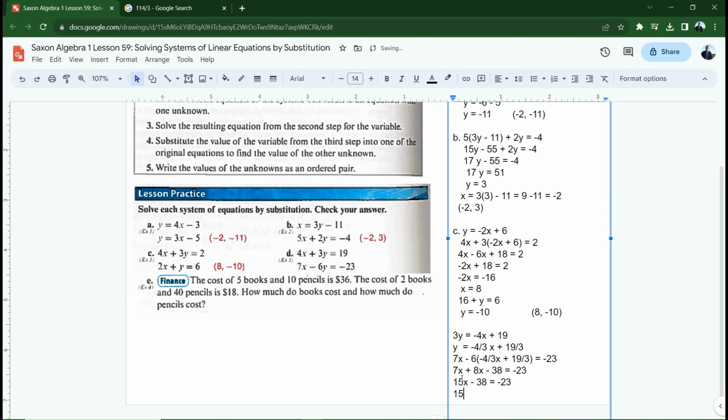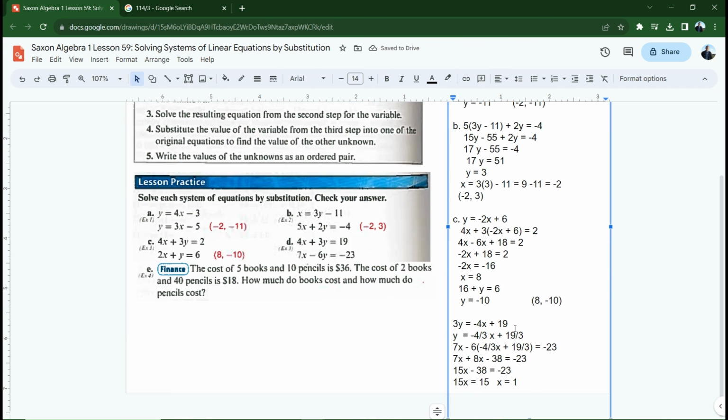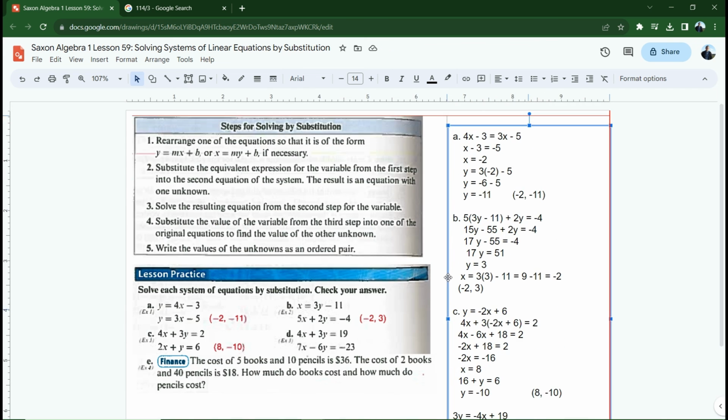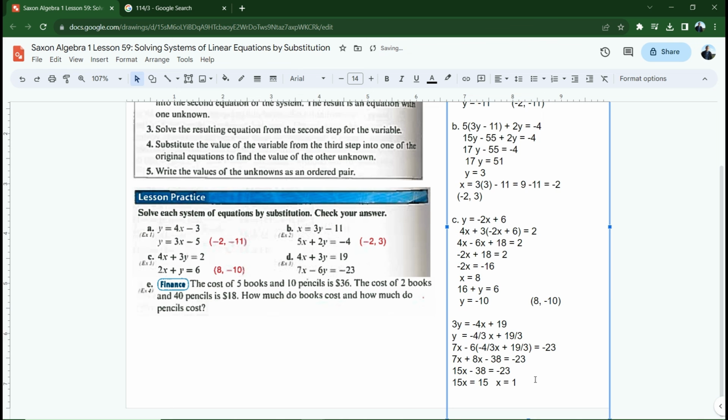Add 38 to both sides. 15x equals, hold on a second. Negative 23 plus 38 is 15. That means that x equals 1. That's really easy, because if x equals 1, then I can go ahead and, let's see, I'm going to move this whole thing up. If x equals 1, I can go ahead and use the second equation, or the first.